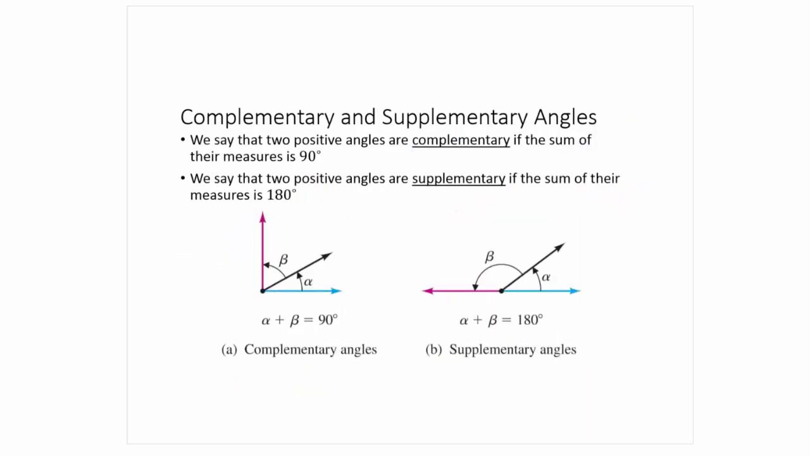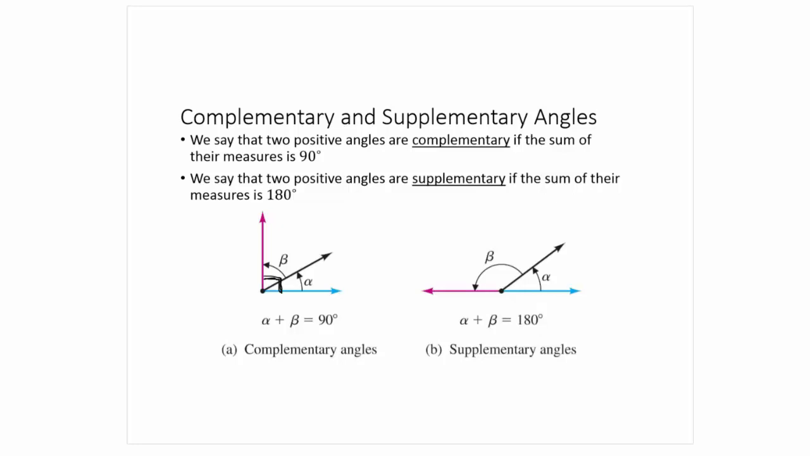A little more terminology. You probably learned about these terms in a geometry course. We say that two positive angles are complementary if the sum of their measures is 90 degrees, and we say that two positive angles are supplementary if the sum of their measures is 180 degrees. So in the first diagram, you'll see complementary angles. It does appear that these two angles together form a right angle, a 90-degree angle. And so alpha plus beta will measure 90 degrees.